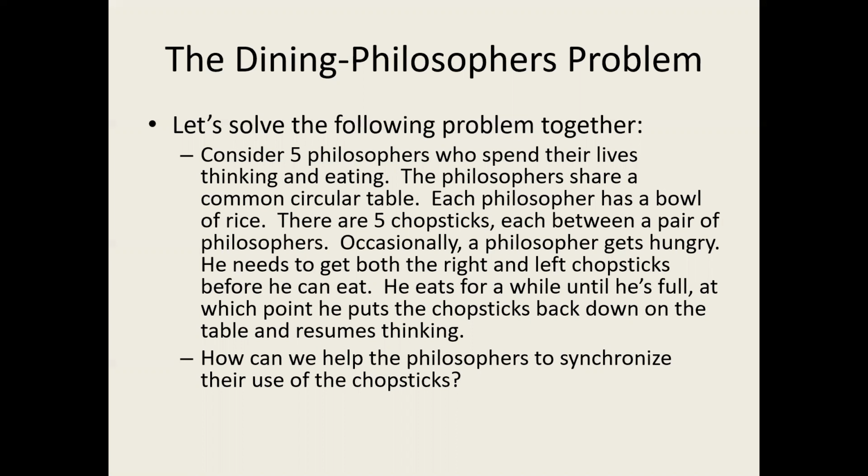So how many philosophers can eat in this situation at any given time? What is the maximum number? It will be 2, isn't it? Because there are 5 chopsticks and 5 philosophers, right? So can two neighboring philosophers eat together? They can't, right? Why? Because they cannot share a chopstick. One philosopher needs to get hold of both left and right chopsticks to eat.